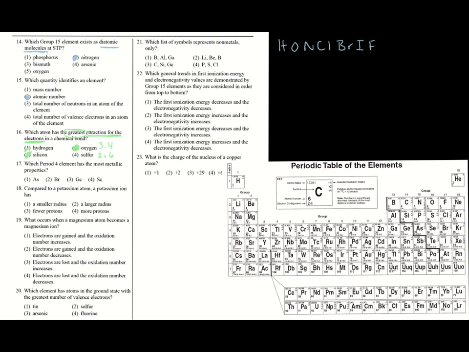It's a transition metal, by the way, whereas the others seem to be metalloids and a non-metal. So choice 4 is the answer. Okay.